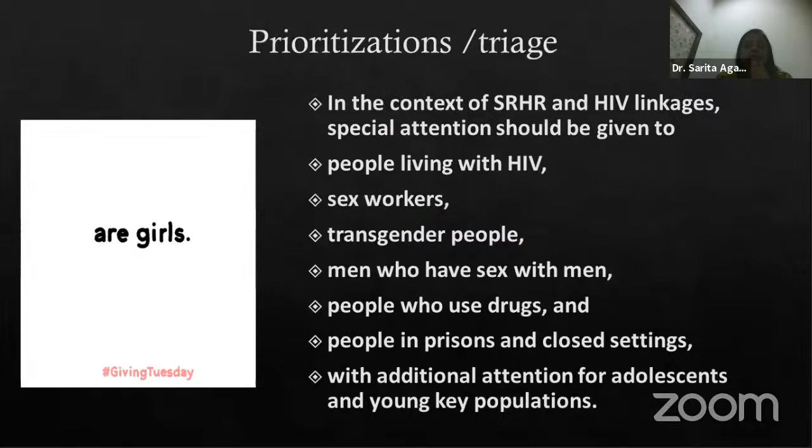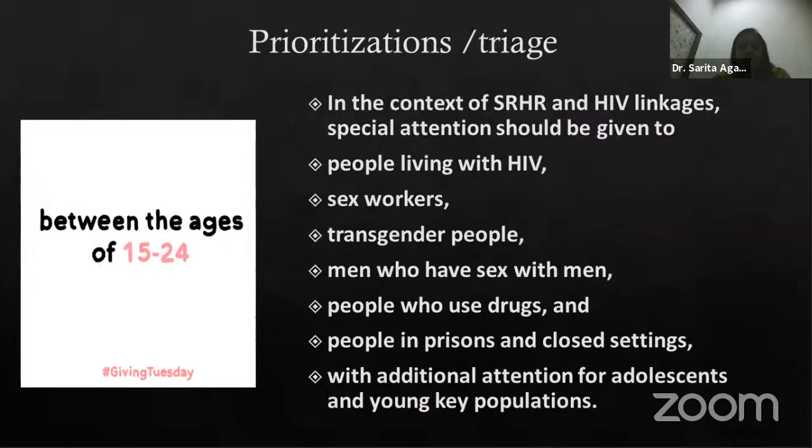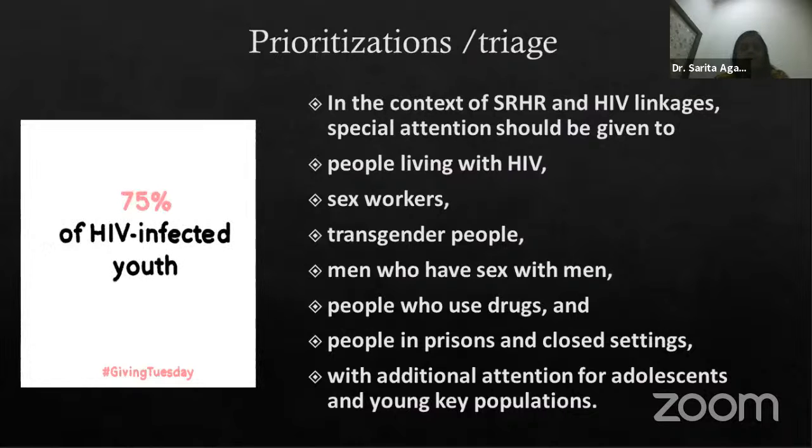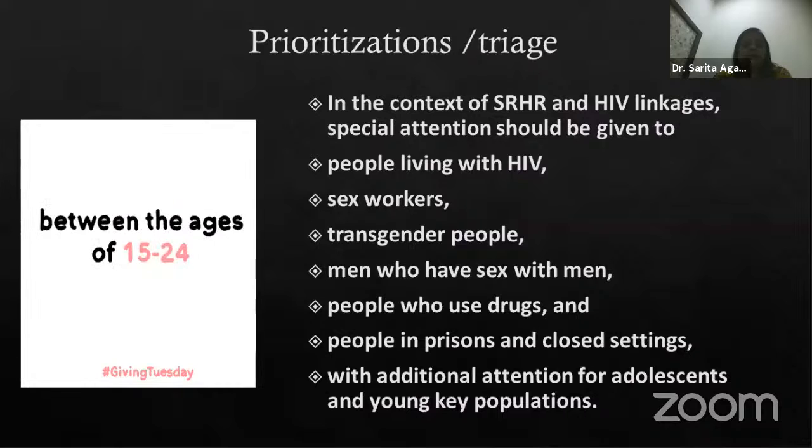We know the women and men who need services for STI, RTI, and HIV are the people living with HIV, the sex workers, the transgender people, men who have sex with men, people who use drugs, people in prisons and closed settings, with additional attention to the adolescent and young key population. These can be the priority groups where the initial integration policies can be adopted. In India, in Bihar and Andhra Pradesh, they had a pilot project, like a path study, and their results are quite promising in the key population, where the integration has really helped in tackling the major health issues.